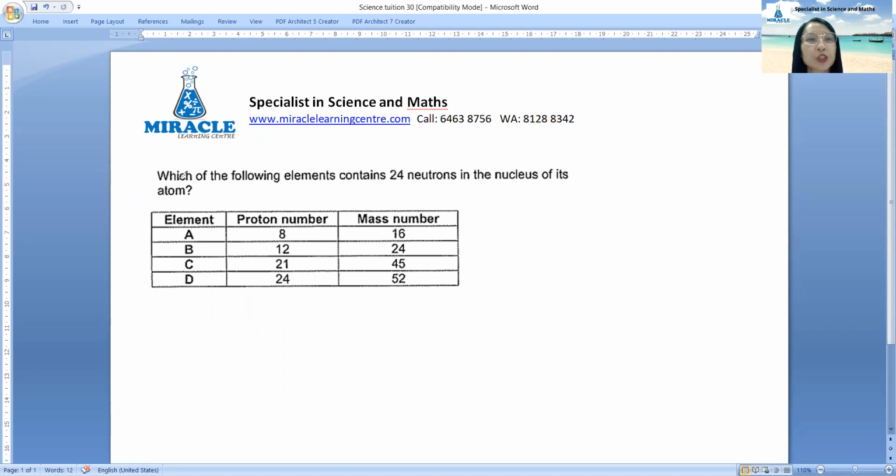Let us look at this science question. Which of the following elements contains 24 neutrons in the nucleus of its atom?